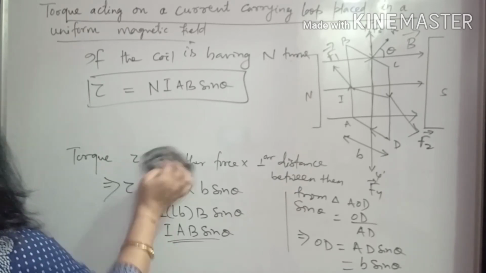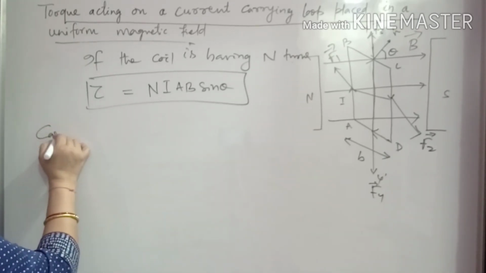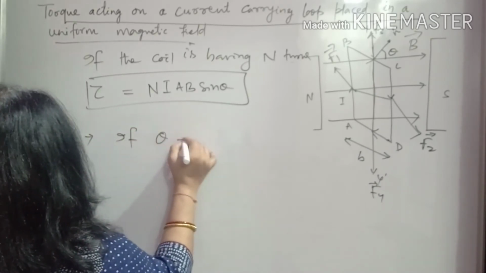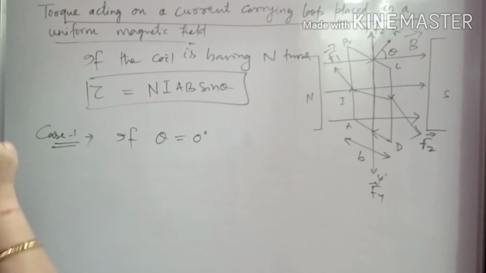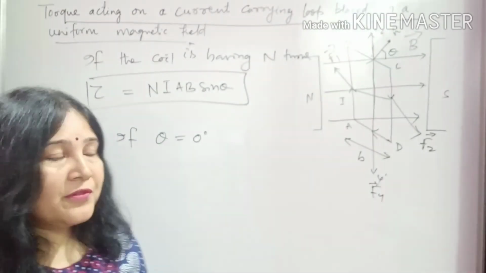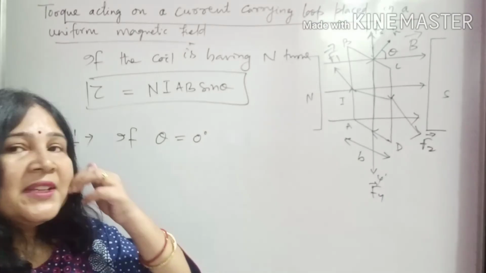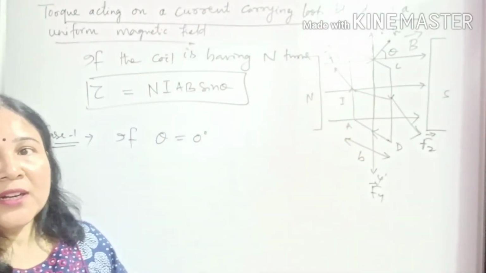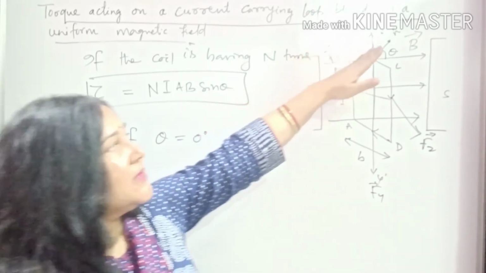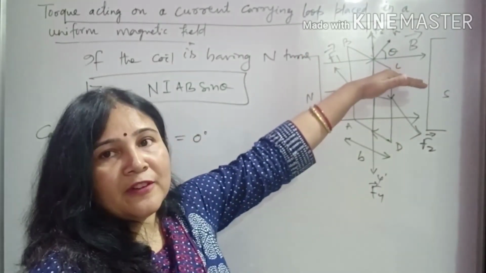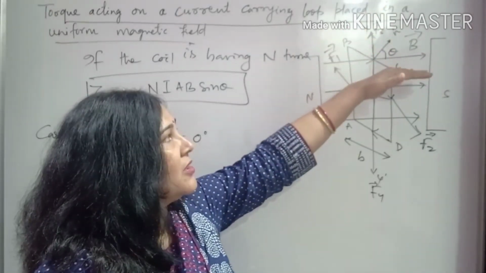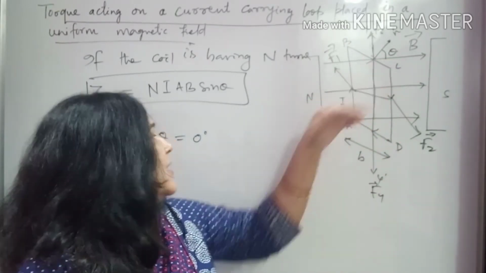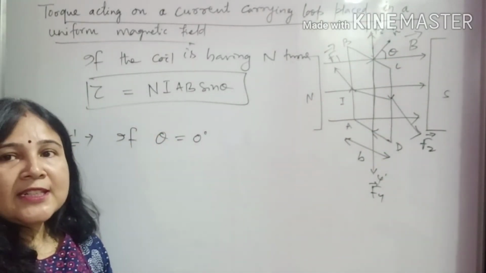Now let's look at the different cases. Case 1: if theta equals 0 degree. If you remember, you can see the picture I have drawn here. Theta is the angle between the area vector and the magnetic field vector. That is, the angle between the area vector of the coil and the magnetic field vector. So in which case will theta be 0?